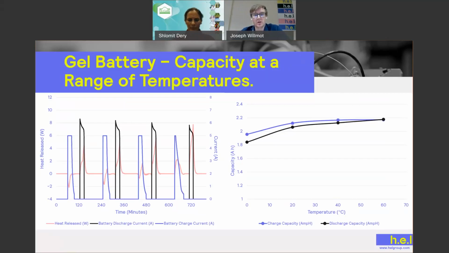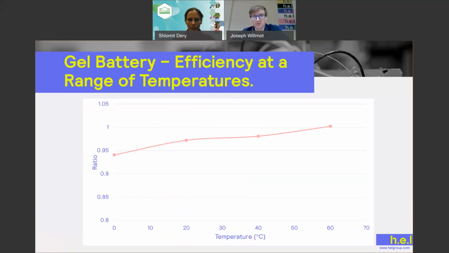If we look at the ratio between these two, we get the efficiency of the cell. And if we plot that against the temperature, we can see that the efficiency of the cell up at 60 degrees C is slightly above 1. So with experimental error, we would obviously say that it's essentially all the energy that we're putting into the cell in charging is being dissipated in discharging as well. Whereas if we look down at 0 degrees C, we can see that the efficiency of the cell is dropping as we drop in temperature.